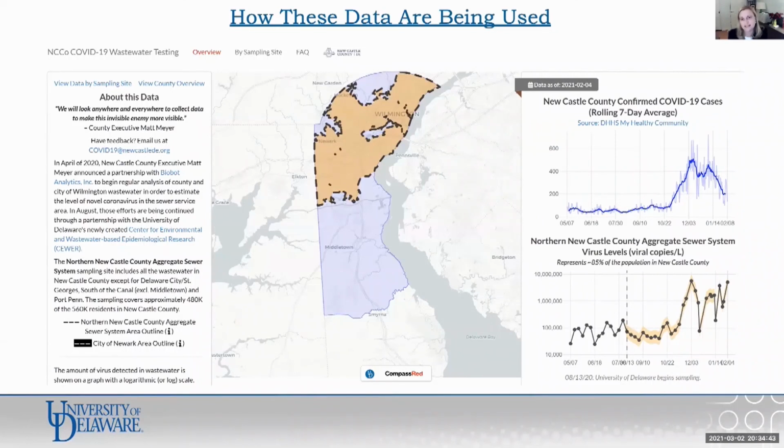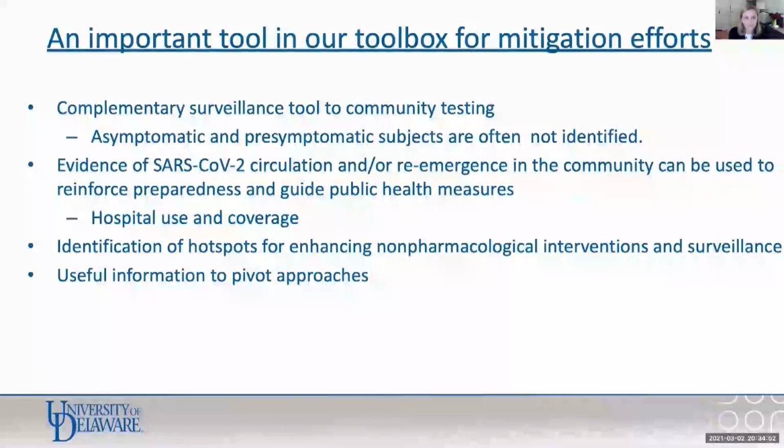So it's good to see that this is being used alongside the rolling day clinical averages, like that's what's shown here on the top right-hand side. So again, this is a really important tool in our toolbox. It's a complementary approach to surveillance. We think about people who are asymptomatic and pre-symptomatic and may not be identified through testing. This is a good way to identify them.